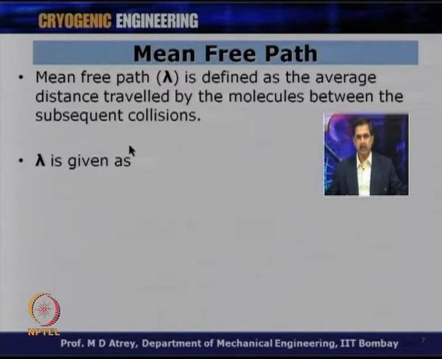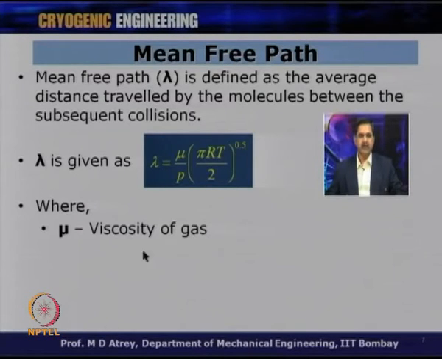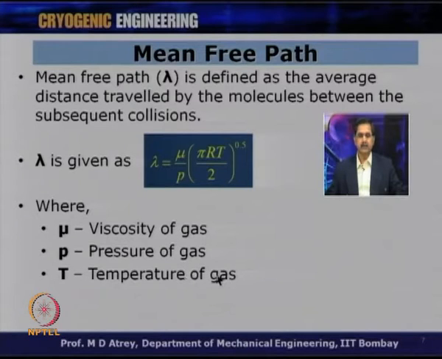So, lambda, the mean free path, is given by this particular expression: lambda is equal to mu by p into (pi RT by 2) to the power 0.5, where mu is the viscosity of the gas, P is the pressure of the gas, and T is the temperature of the gas. So, there are different parameters, and one can calculate the value of lambda accordingly, and R is a specific gas constant. So, for every gas now we can calculate the value of lambda.